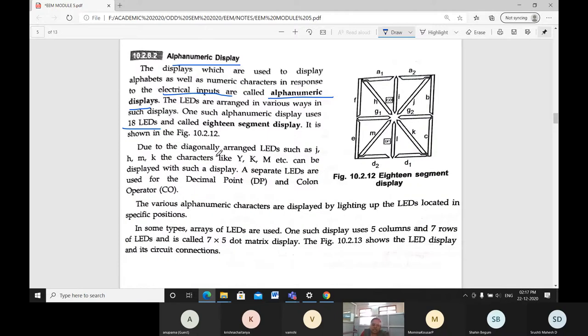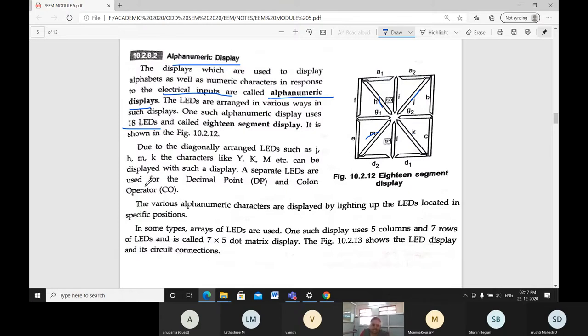Due to the diagonal arrangement, like these diagonal arrangements, characters such as small j, H, M, K, Y, etc. can be displayed by using this alphanumeric display. When you go for a 7-segment display, it's not giving that accurate a value. It will be displaying, but not clearly, the differentiation will not be there.